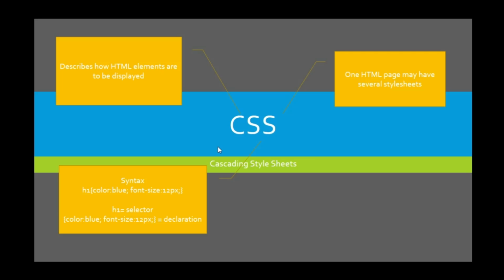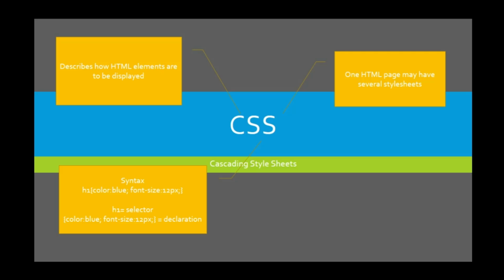CSS stands for cascading style sheet, and this is a scripting used in order to format the HTML document. It describes how HTML elements are to be displayed, how we want the user to see the HTML file that we develop. So CSS is a formatting of the HTML document.